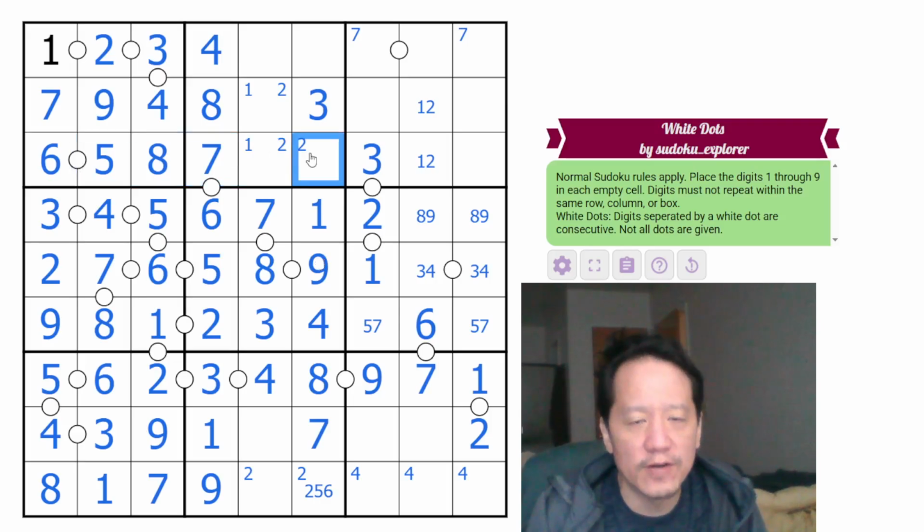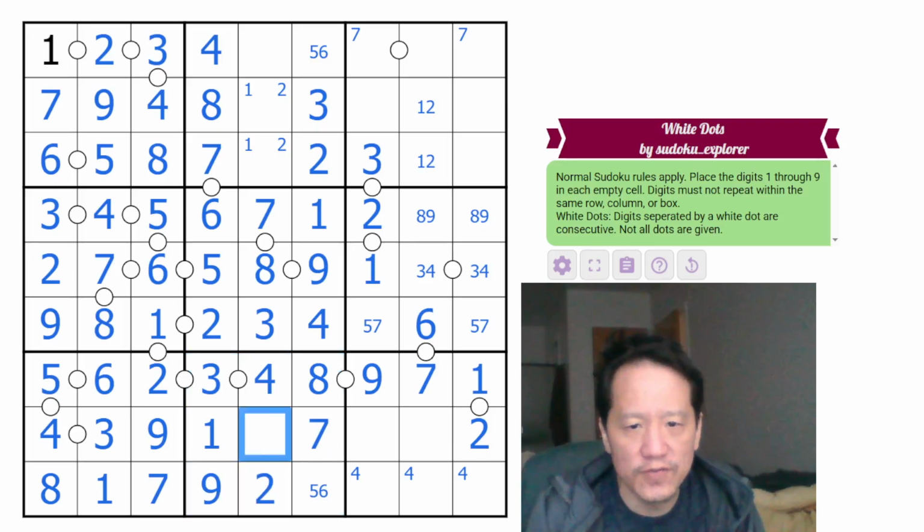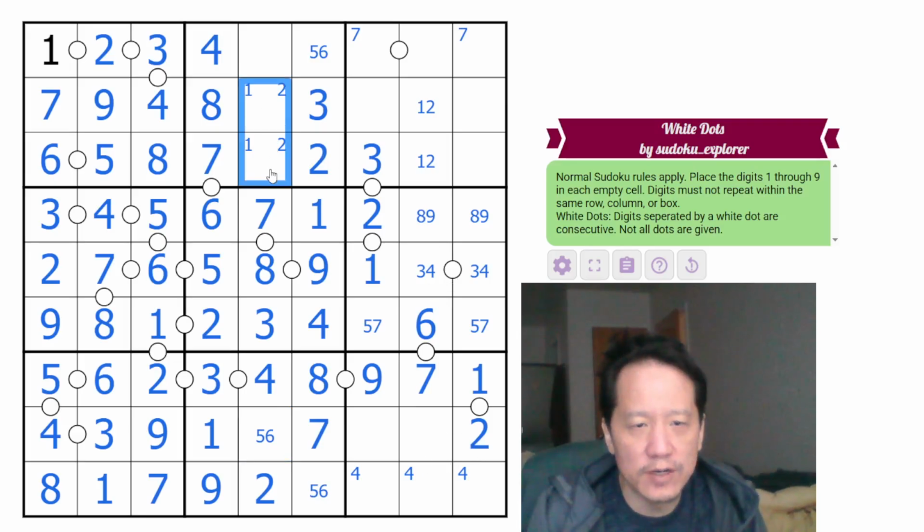So this could be 2, 5, 6. But this can't be 5 or 6 here, so this must be a 2. Which means this can't be 2. So this is 5, 6, and this is 5, 6. Well, where's a 2 in this box? It can only be here now. So this is 2, and this is 5 or 6. And this becomes, well, no, this can't be 2 anymore.